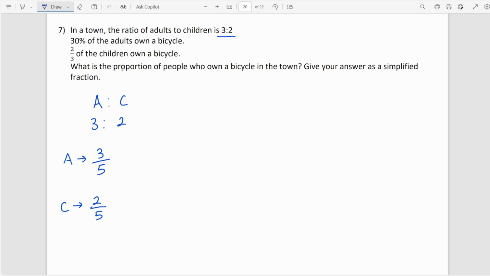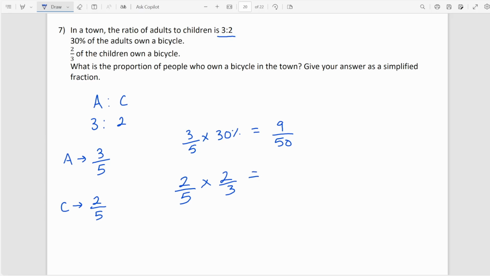Now, 30% of the adults own a bicycle, so I will go ahead and multiply 3/5 multiplied by 30%, and I will go ahead and plug this on the calculator. We get 9/50. Okay. Now, as for the children, 2/5, this is the proportion of children, multiplied by 2/3, which is the fraction of the children that has a bicycle.